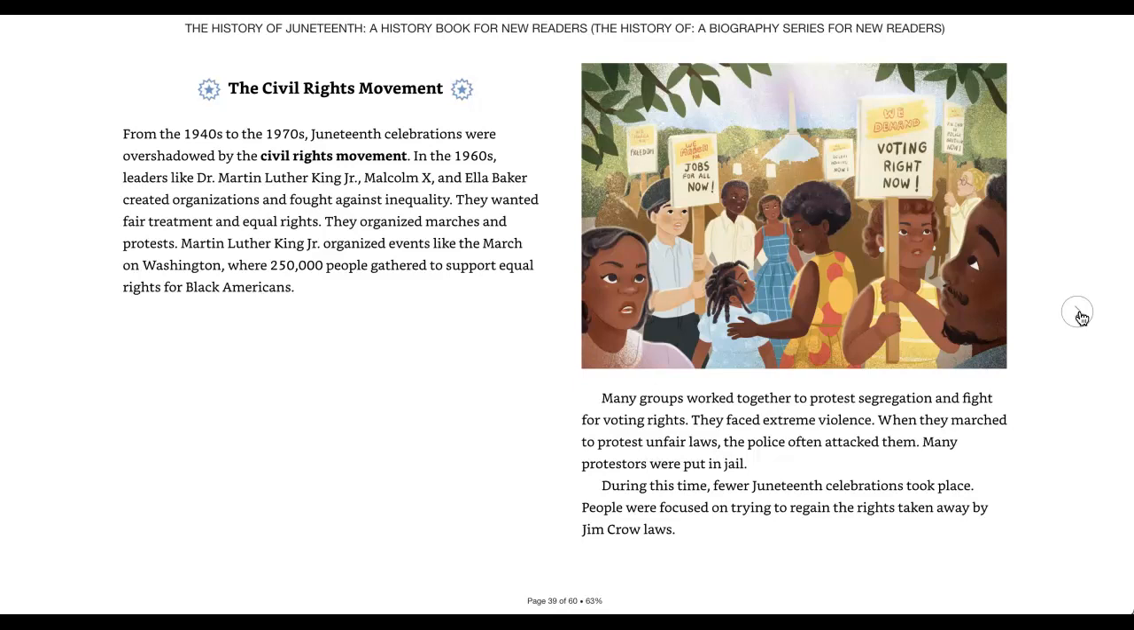Many groups worked together to protest segregation and fight for voting rights. They faced extreme violence. When they marched to protest unfair laws, the police often attacked them. Many protesters were put in jail. During this time, fewer Juneteenth celebrations took place. People were focused on trying to regain the rights taken away by Jim Crow laws.